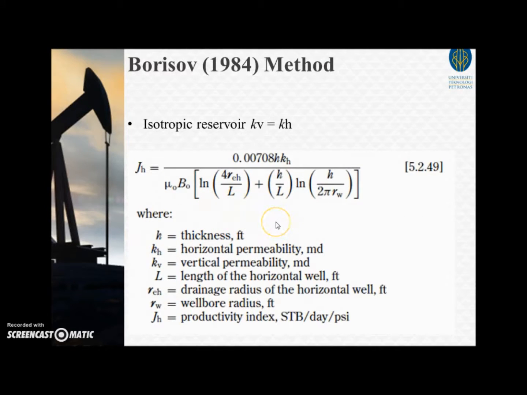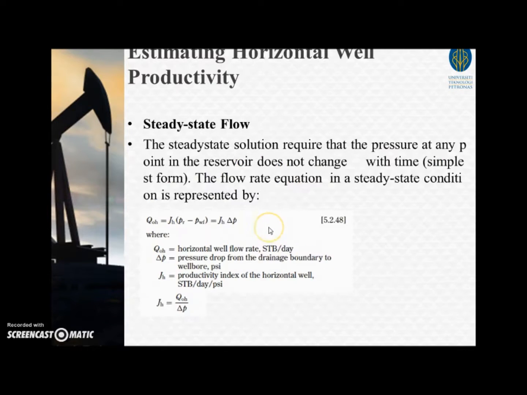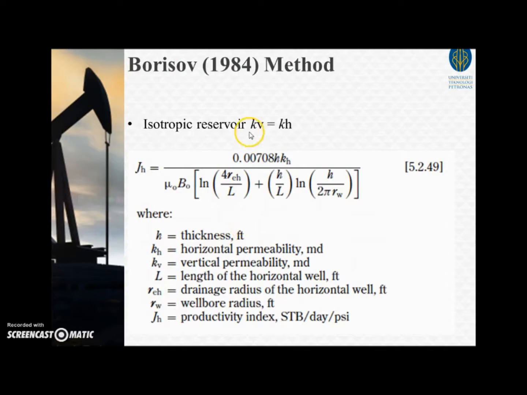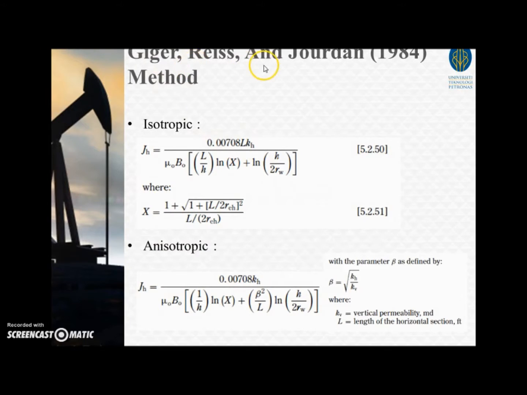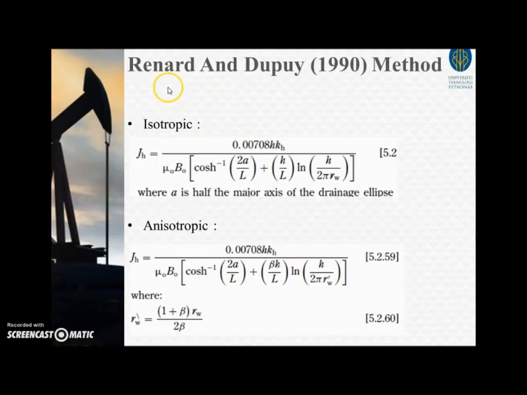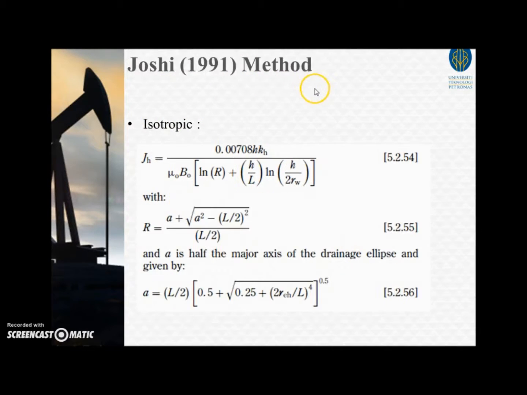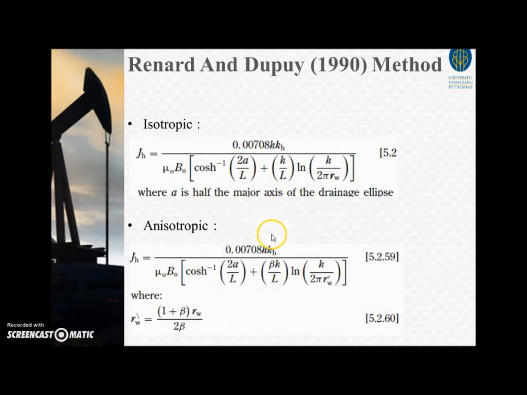There are several methods to predict the PI for horizontal wells. These include the Borisov method, the Giger, Reiss, and Jourdan method, the Renard and Dupuy method, and the Joshi method. The methods are the following. I'm just going to go through them briefly because they're not really covered in our syllabus.